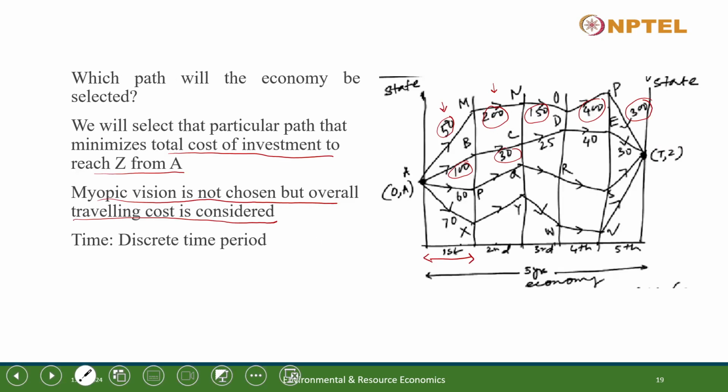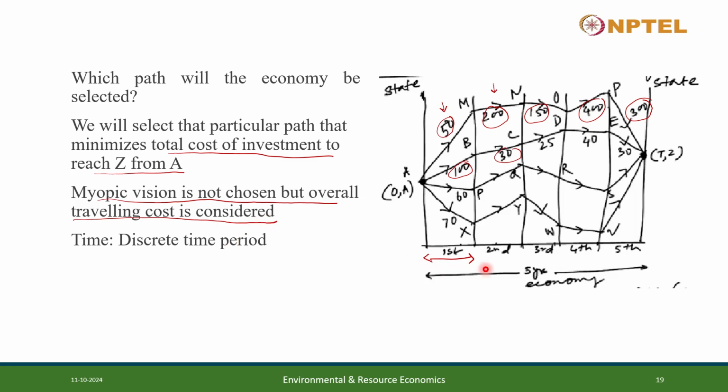Let's say that in the path A, M, N, O, P, Q, I will sum all the investment, and in the same way A, B, C, D, E, and then final. If I sum all the paths in all cases, then I will compare and find the minimum investment situation. So it is the overall cost of investment, right? It is a travel cost rather than a one-time investment. In this case, myopic vision is not chosen, but the overall traveling cost is considered.